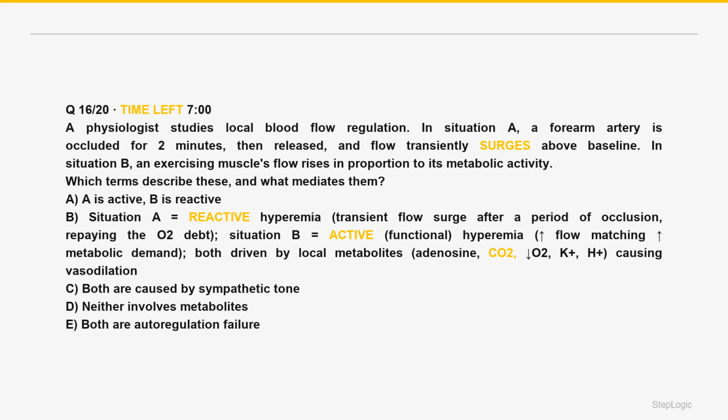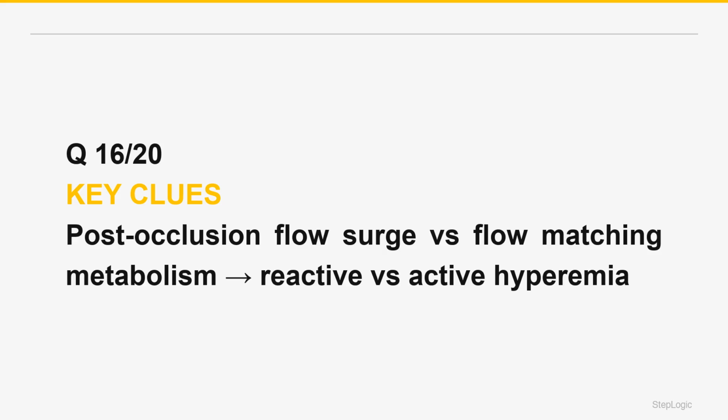Read the command: terms and mediators. A is reactive hyperemia, the post-occlusion surge. B is functional hyperemia, which matches metabolism. Both are via local metabolites. Both phenomena are forms of local metabolic blood flow control.